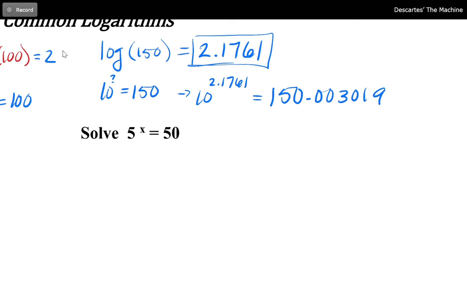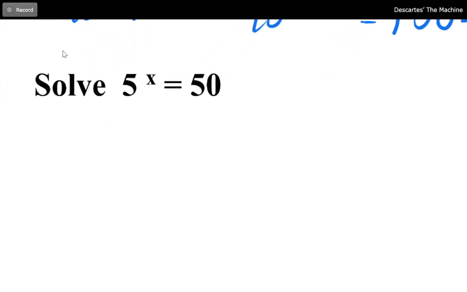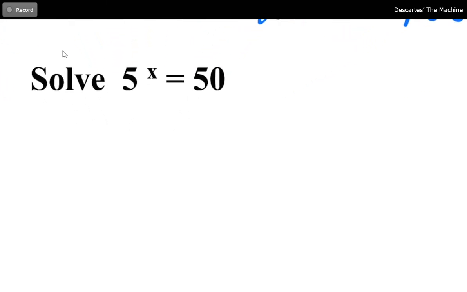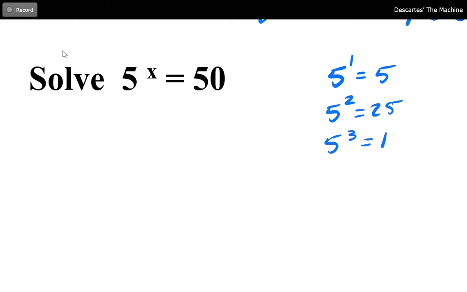So we can use these now, the properties of logarithms here, of common logs, in order to solve exponential equations where the base does not give us an easy answer for the power. So for this one here, solve 5 to the x is equal to 50. Well, 5 to the first is equal to 5. 5 squared is equal to 25. 5 cubed is equal to 125.